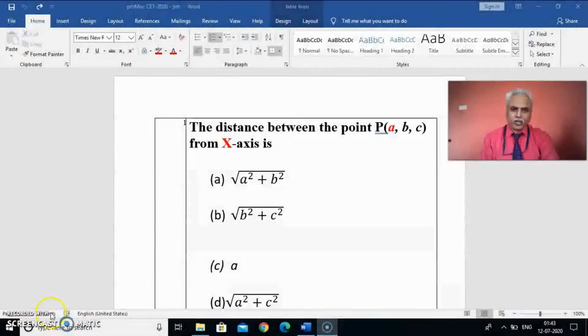Use these as some tips. If they are useful to you, I'll be very happy. I have chosen four questions from three-dimensional geometry. Can you read this first question?